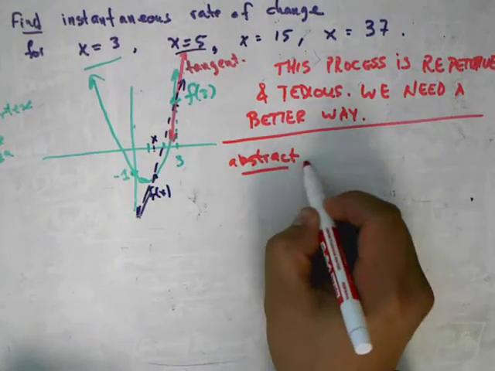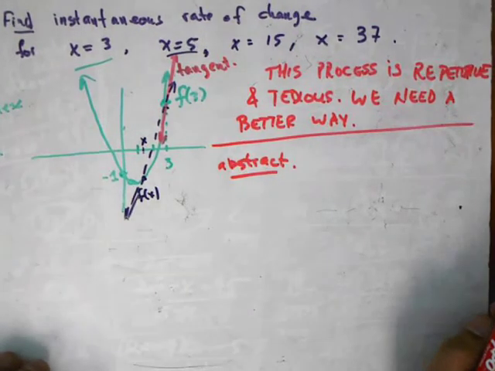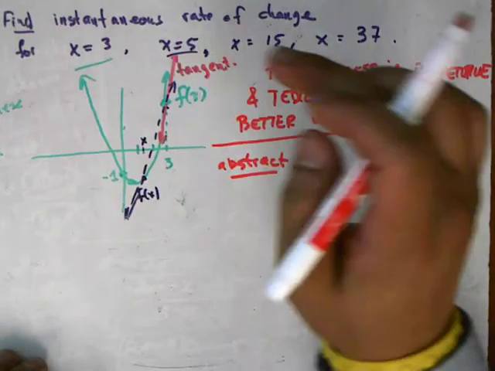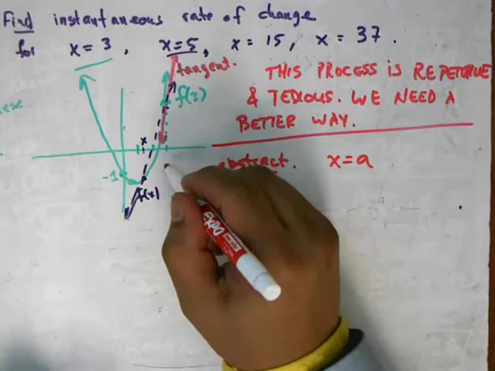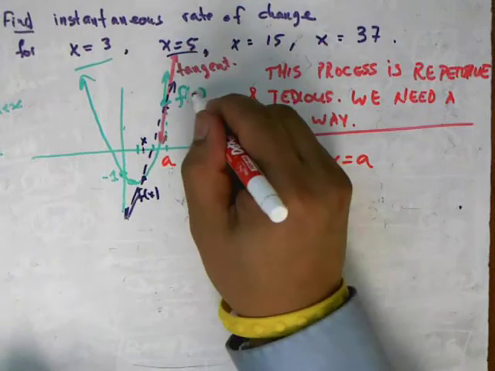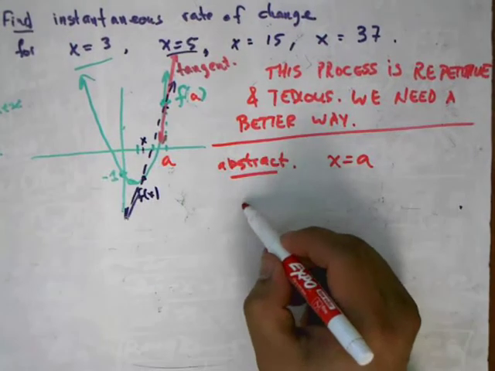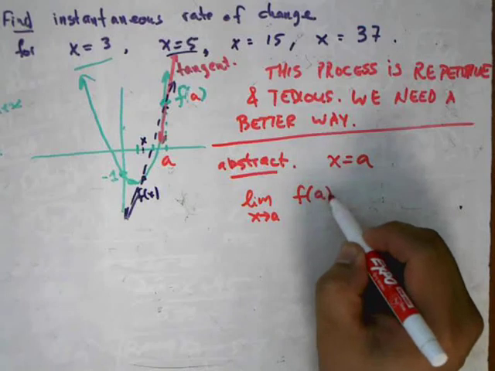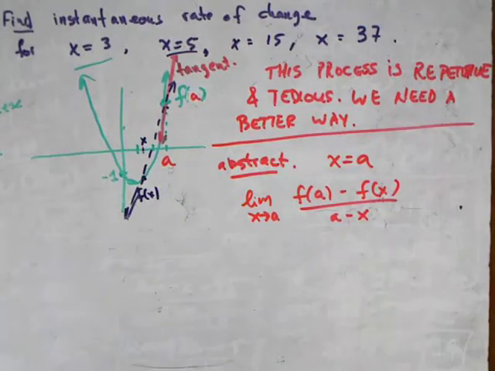Abstract can sometimes seem like a negative word, but it actually helps us to make our lives a little bit easier. So instead of using x equals 15, x equals 5, x equals 3, I'm going to say x equals a. So I'm going to say this point here is a. All right. So essentially what I'm doing is finding the limit as x approaches a of f of a minus f of x over a minus x.